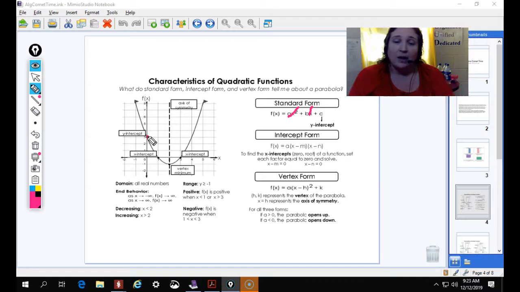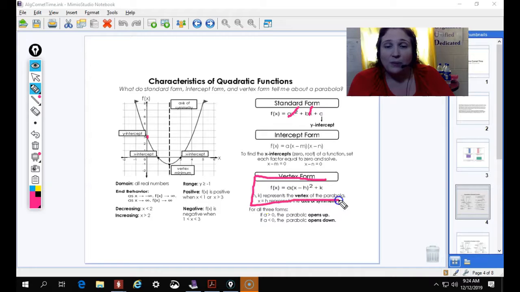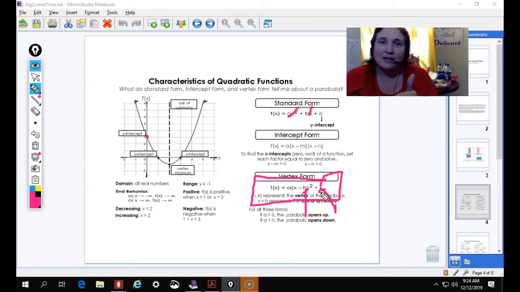The vertex form is this bottom form, and that's what we really like when we want to find the vertex, because whatever letter is in here, that's our h value, and h means x. Whatever letter is on the outside, the k, that's going to be the other point of the vertex. So let's look at another example.